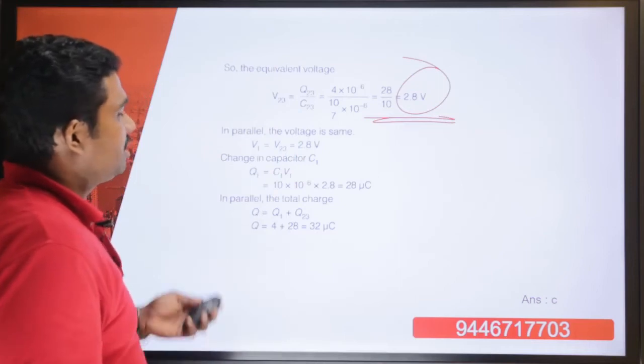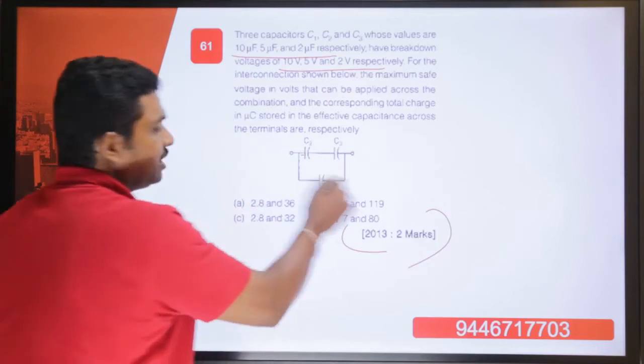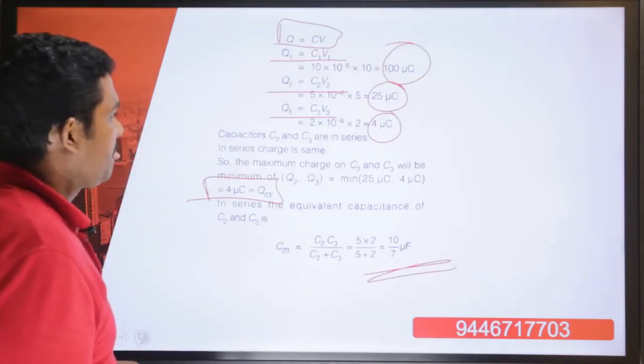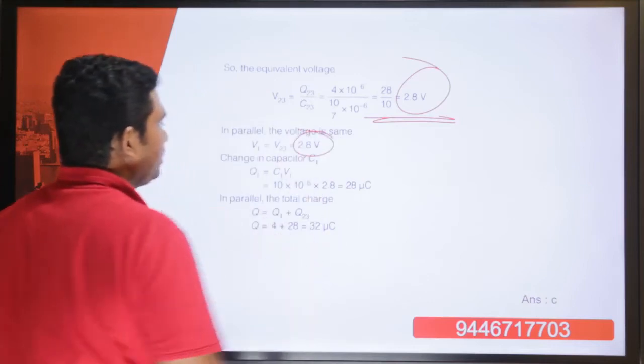In parallel the voltage will be the same. So that means, what is the voltage across C23? The same voltage will be applied across C1. So what is the voltage across C1? The voltage across C1 will again be 2.8 volt.